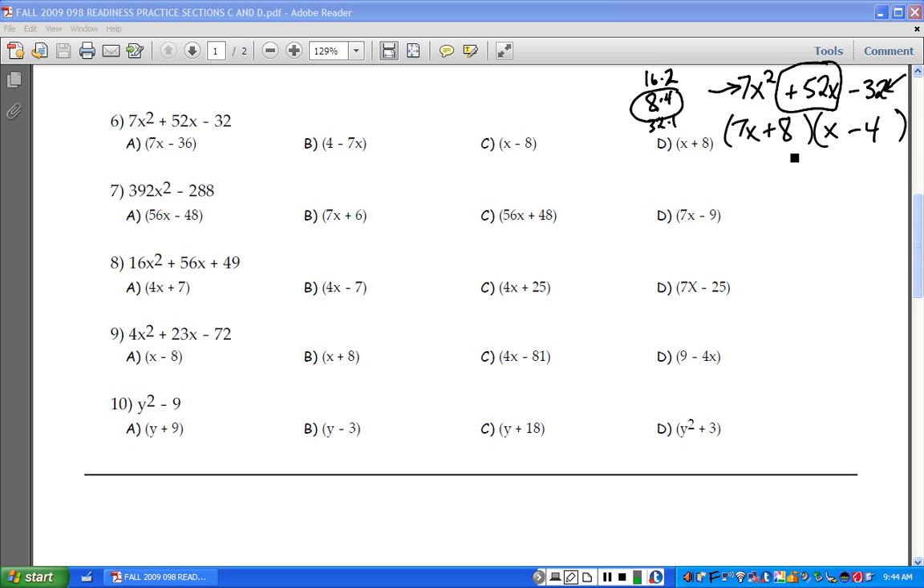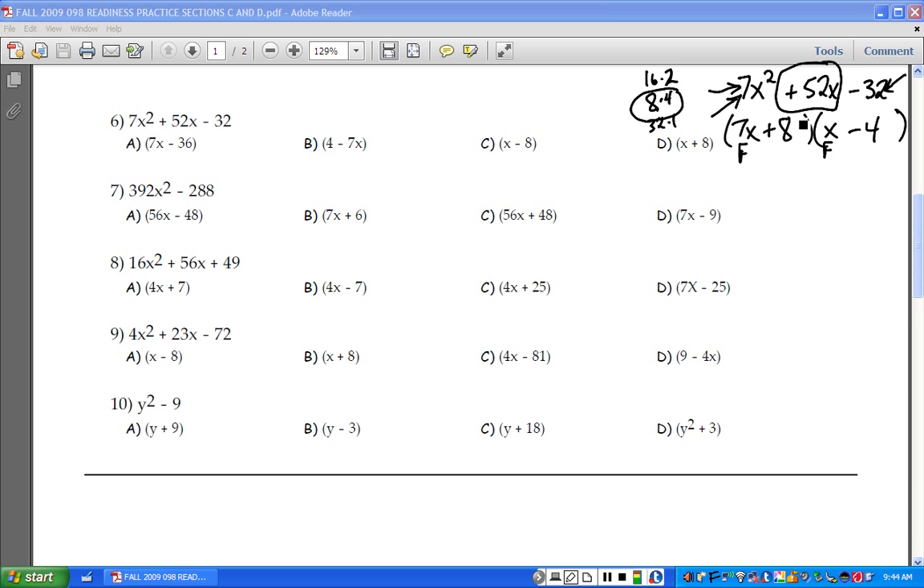So let's look. The 7x times the x, the first times the first, we're confident is going to give us, again, our first here, because those are only factors for 7, or 7 and 1. So we know we have that right. Now I don't want to give up on this 8 and 4 yet. What I do want to do is try rearranging their positions.